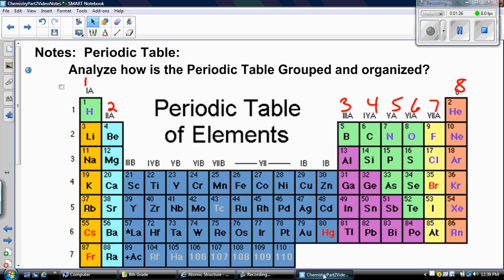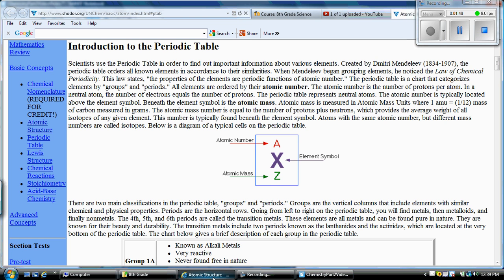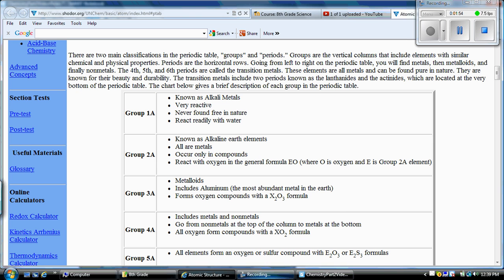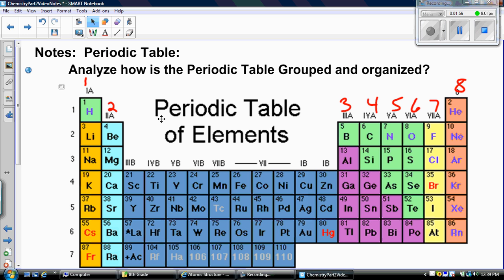So let's take a look at our periodic table. If you notice, it is organized by increasing atomic numbers: 1, 2, 3, 4, 5, 6. That's the way it's organized, and as you will start to see when we start looking at families, it's organized in this way for a reason. All right, so group 1A is known as the alkali metals. That is right here, 1A.